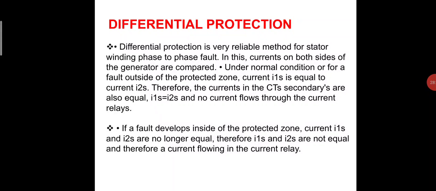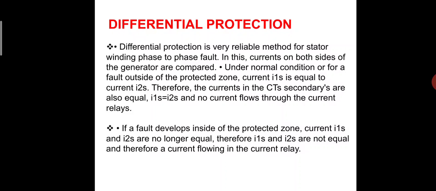Next one is differential protection. A differential protection is a very reliable method for stator winding phase to phase fault. In this, currents on both sides of the generator are compared. Under normal condition, or for a fault outside of the protected zone, current I1 is equal to current I2.